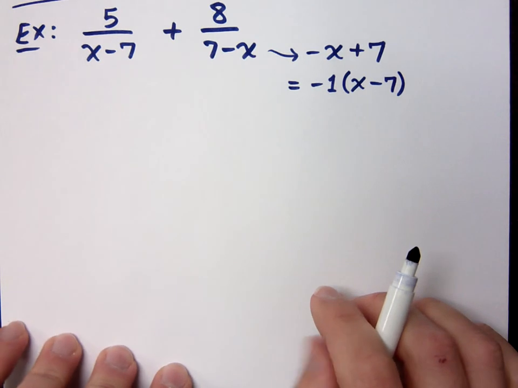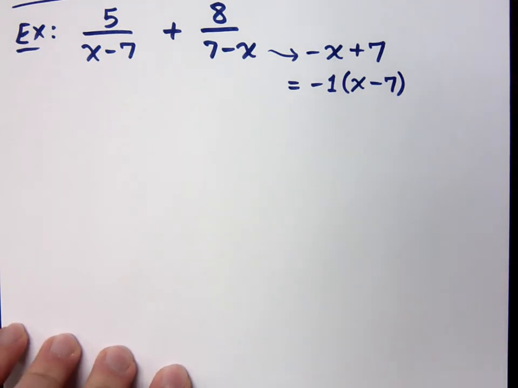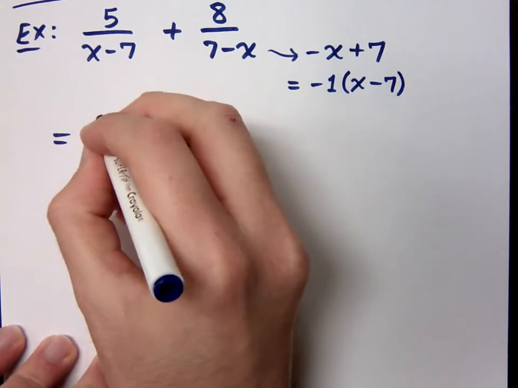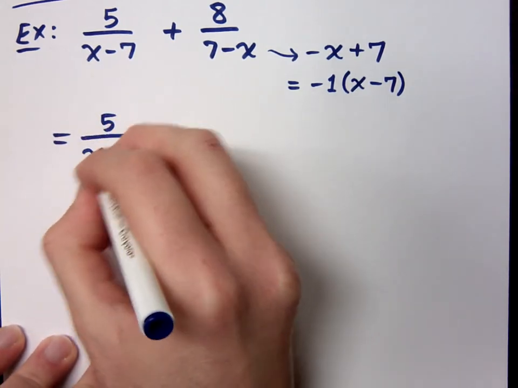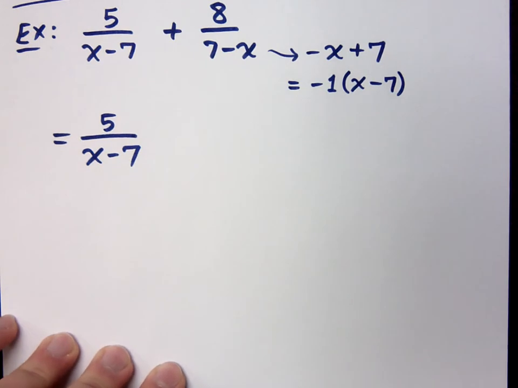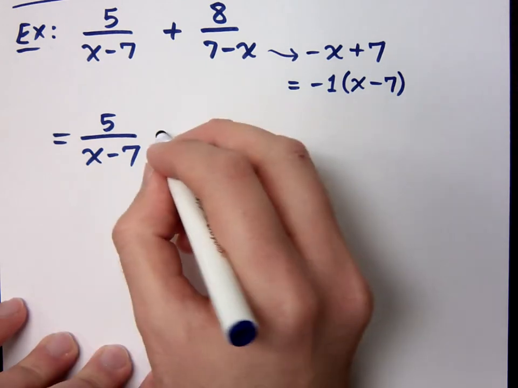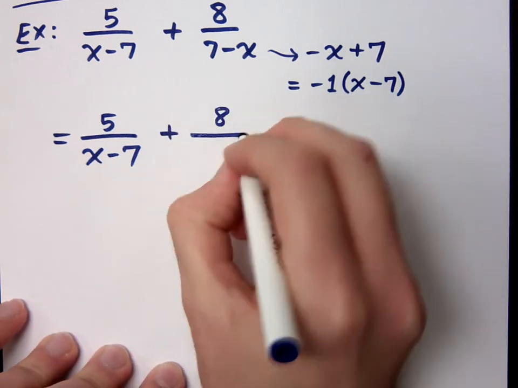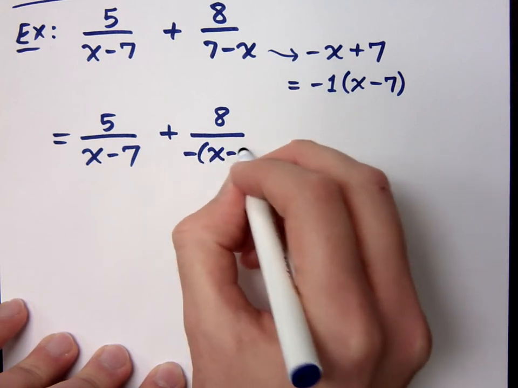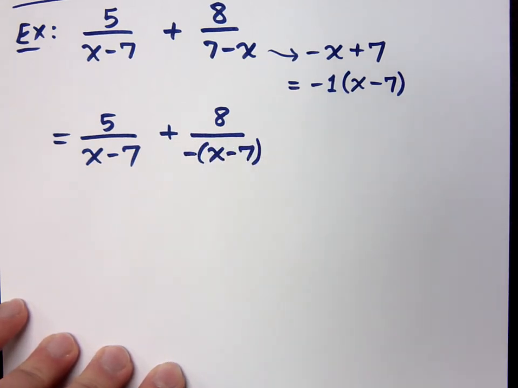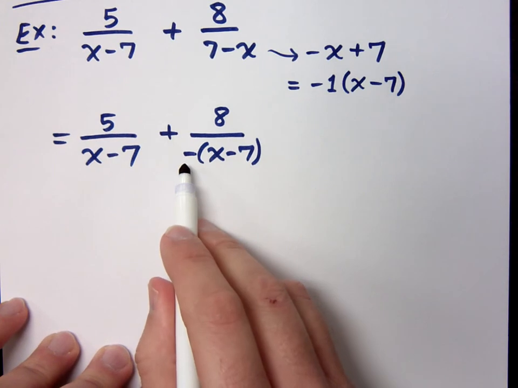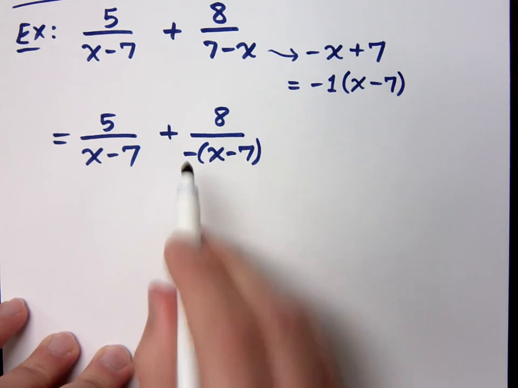So what I want to do now is put this back in my problem. I want to rewrite this. So that's 5 over x minus 7 plus, now I've got 8 over negative times x minus 7. These are almost the same, but I've got this pesky negative factor, right? Now we can take care of that.